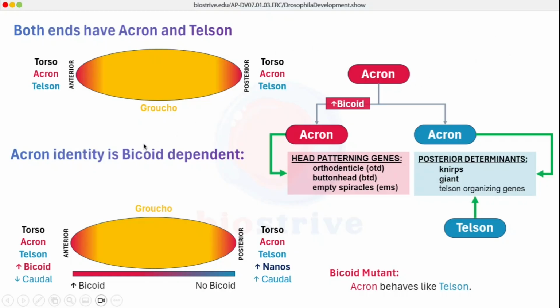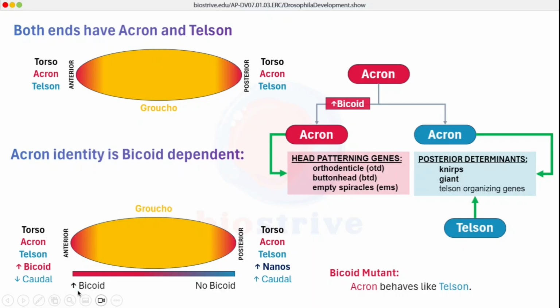Akron will only behave like Akron in the presence of Bicoid. In higher Bicoid concentration, Akron will behave like Akron and give rise to anterior structures like head and head parts. But if Bicoid is absent, or very low in concentration, then Akron will not behave like Akron. It will behave like Telson. So at both the ends, anterior as well as posterior, we have Akron and Telson both present, but the behavior of Akron is controlled by the concentration of Bicoid.